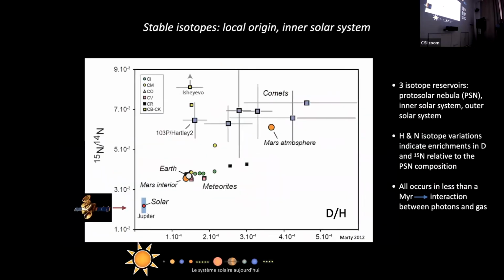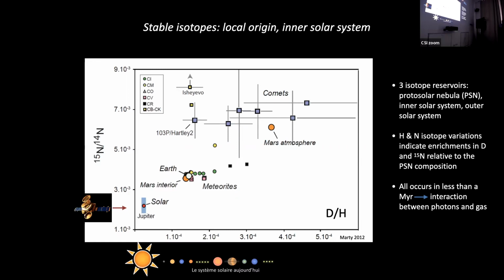And obviously what we can do now is combine the two systems, with the D/H ratio as X and the nitrogen 15 over 14 as Y. So again, we have the starting composition of the solar nebula. And Jupiter, by the way, has the same nitrogen isotope composition as the Sun, which is consistent with the fact that Jupiter has trapped some solar gas. The Jupiter atmosphere is from the nebula.